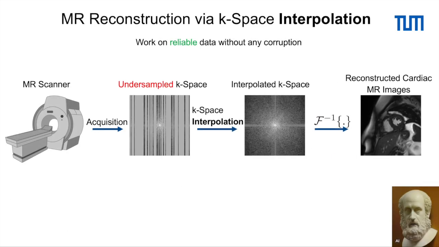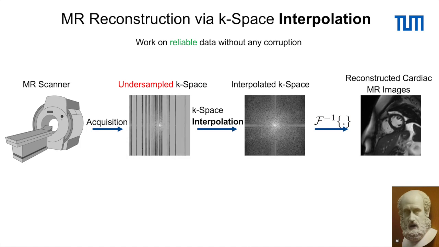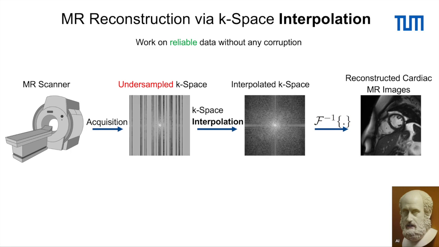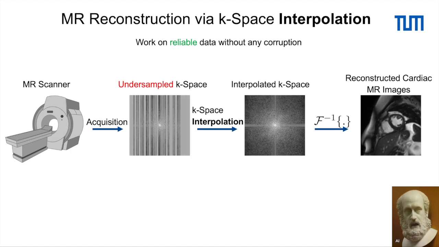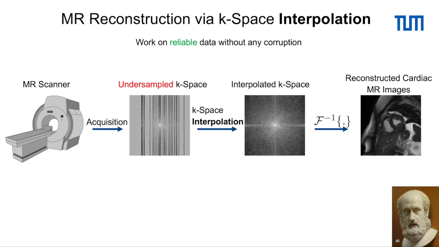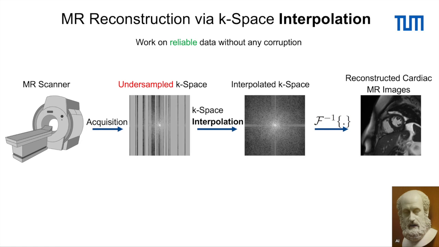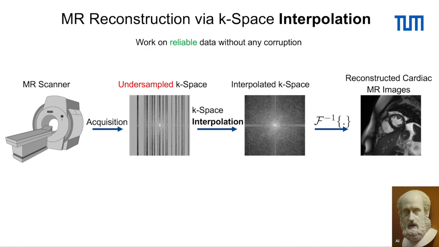On the other hand, we can also reconstruct the MRI by interpolating the K-space before Fourier transform. In contrast to using a denoising prior in the image domain, K-space interpolation works on reliable data without data corruption. K-space-based methods have a consistent task of interpolating missing data, even though the undersampling factor may vary. This makes K-space interpolation methods robust and generic over multiple undersampling factors.